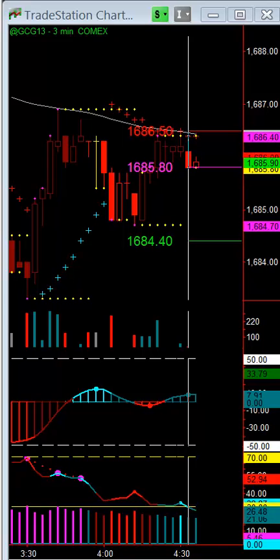In this video, this is a gold trade, and I entered right at 6885.8. I'm looking for at least Clipper 1, which is 1684.4. I'm risking 7 ticks with the first profit target at 14 ticks.